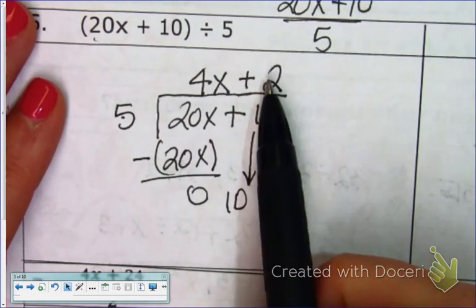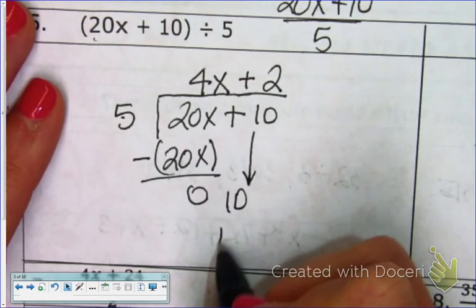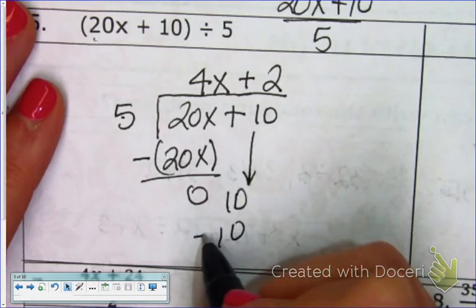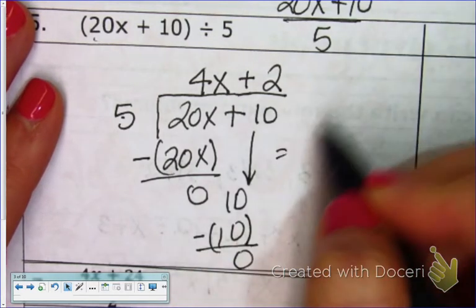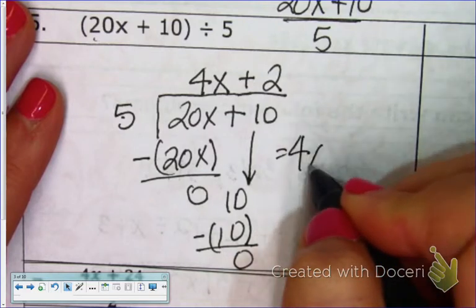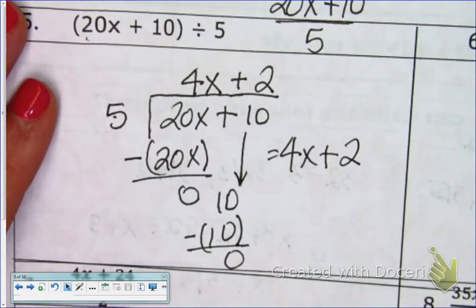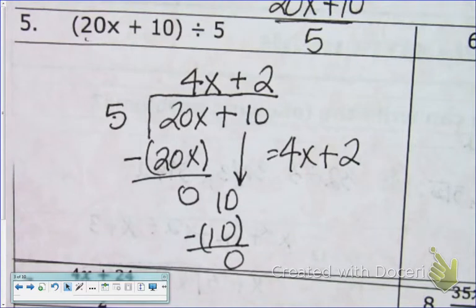So what is 2 times 5? And we subtract what we just did, 0. I just got that right. Good. Oh, that's easy. Okay. Do number 6.